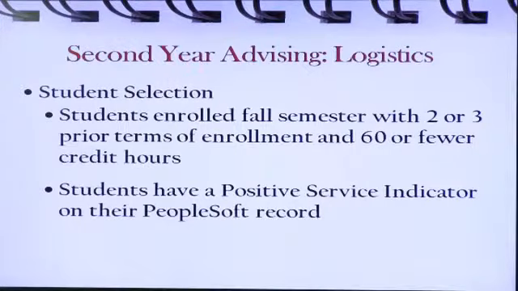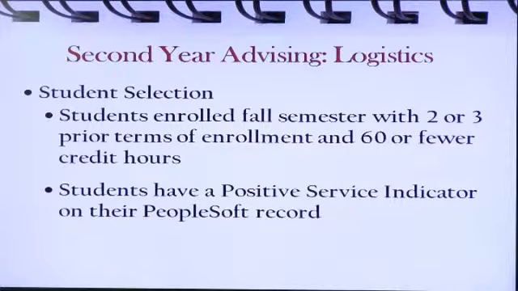So in terms of the logistics and how the program works, students who are enrolled fall semester with 2 or 3 prior terms of enrollment and 60 or fewer credit hours are selected for second year advising. The reason we don't say every single second year student, the reason we have that cap on 60 or fewer credit hours, is purely a resource issue. Looking at students with 60 or fewer hours, we're talking about approximately 2,500 students every fall that are selected for second year advising. And right now, that's what the campus can handle for advising.